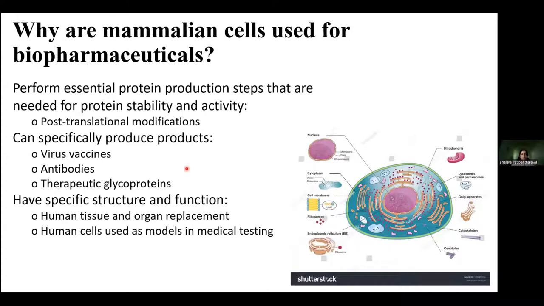Now, why do we use mammalian cells for this purpose? Because mammalian cells perform essential protein production steps that are needed for protein stability and activity. Specifically, they have the ability to do post-translational modifications to the proteins, which other cells, such as plant cells, are not able to do. They can produce these products, as I mentioned earlier, and they have specific structure and function. Therefore, they can be used to produce human tissue and organ replacement, and they can be used as models in medical testing.